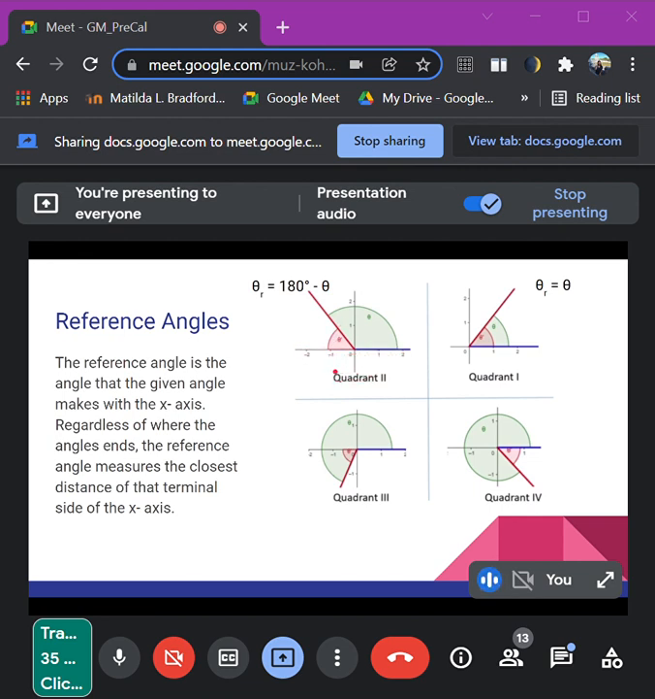Okay, for reference angles class, it could be measured from the positive or negative x-axis. Okay? Okay. Questions?